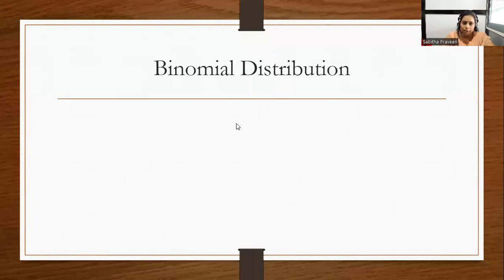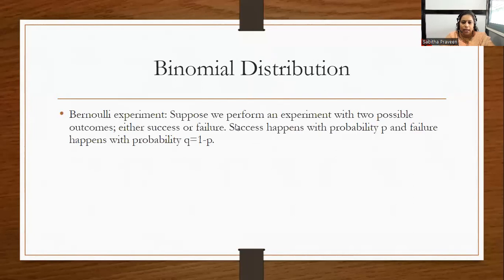So a Bernoulli experiment we can define as an experiment which has two outcomes. One outcome is called success and the other outcome is called failure. So whatever outcomes we get for that experiment, we classify them as two types: one is called success and the other is called failure.